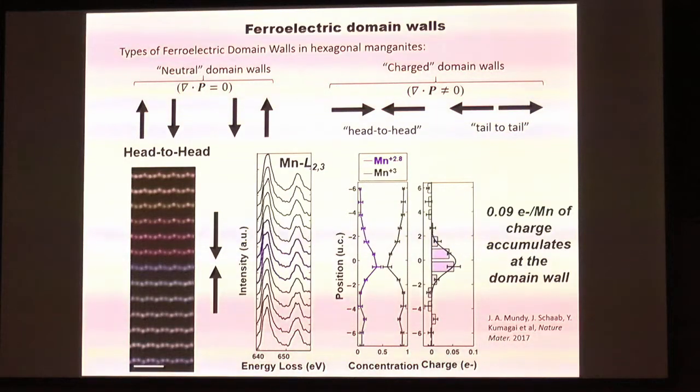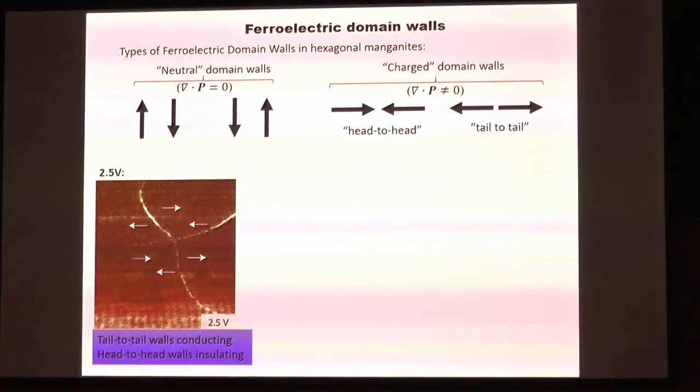You can go and look by electron energy loss spectroscopy at the manganese L2-3 edge, and you can see that it shifts to slightly lower energies near this domain wall. If you fit that out to different manganese spectra, you can see that you get about 0.1 electrons per manganese ion accumulating at that domain wall. And that can give you some interesting effects.